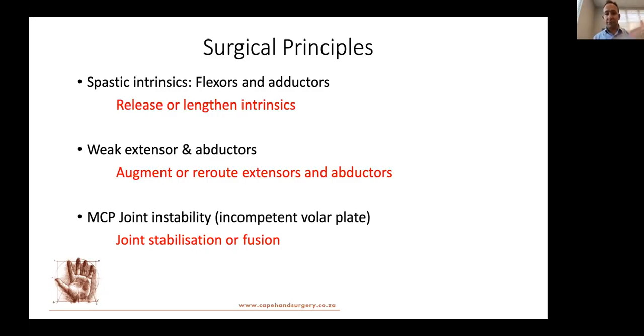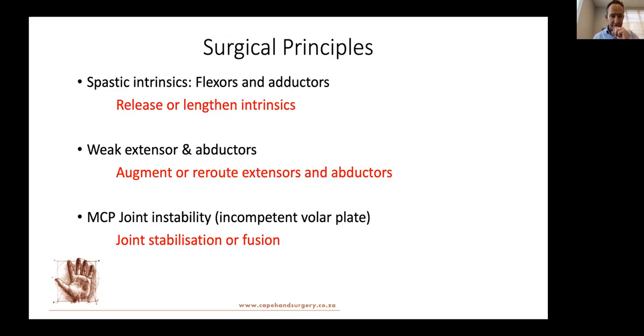So first of all, release or lengthen the intrinsics. Matev has described the one where you release them in the palm. My view, and I'll explain just now, is to actually just go and release the attachments at the thumb, and then do a deep web space deepening flap.